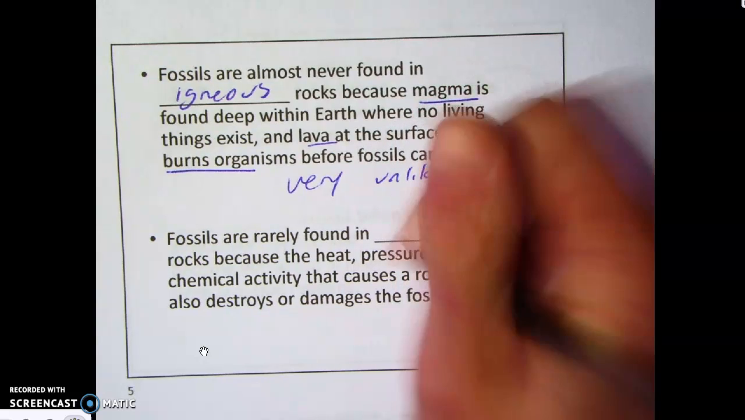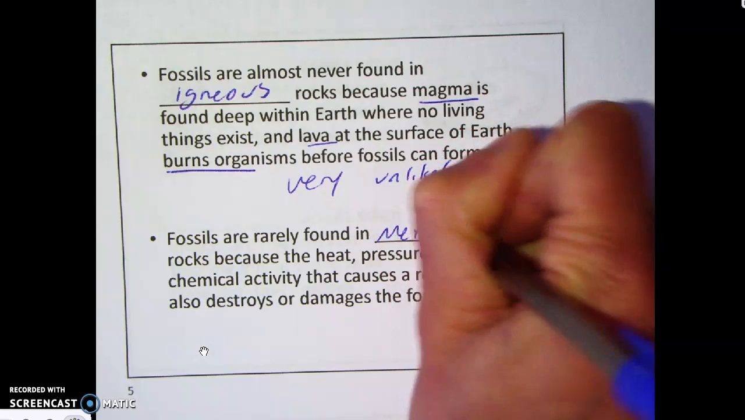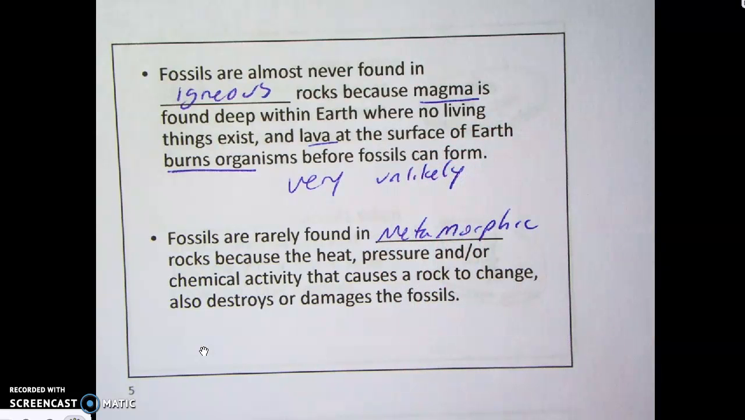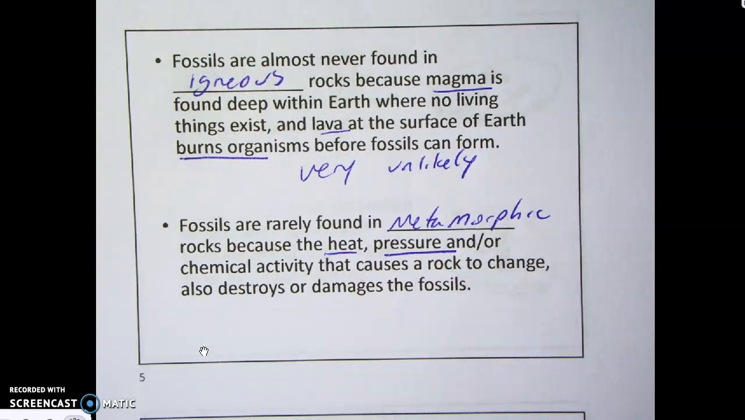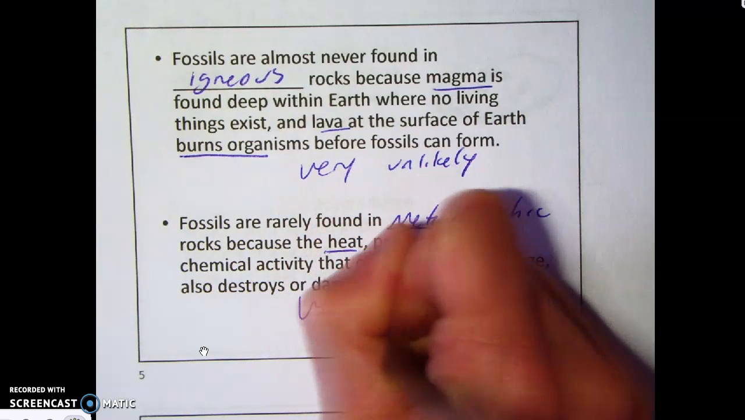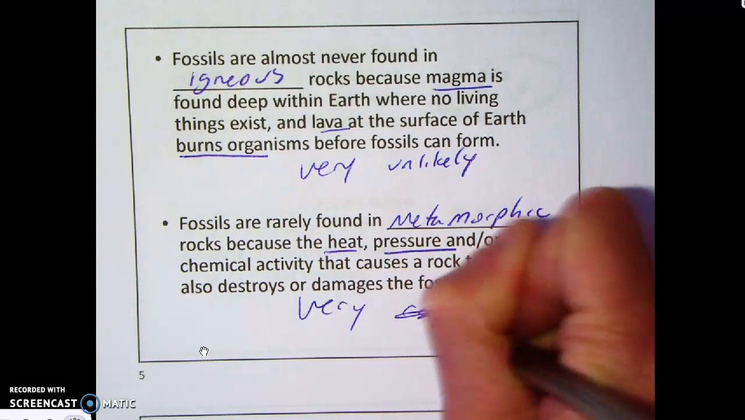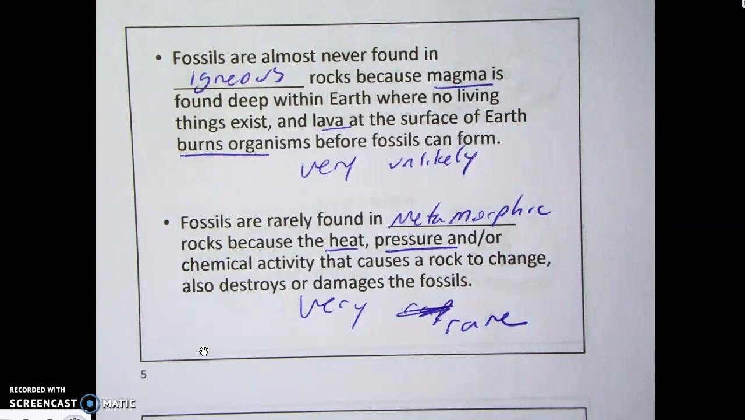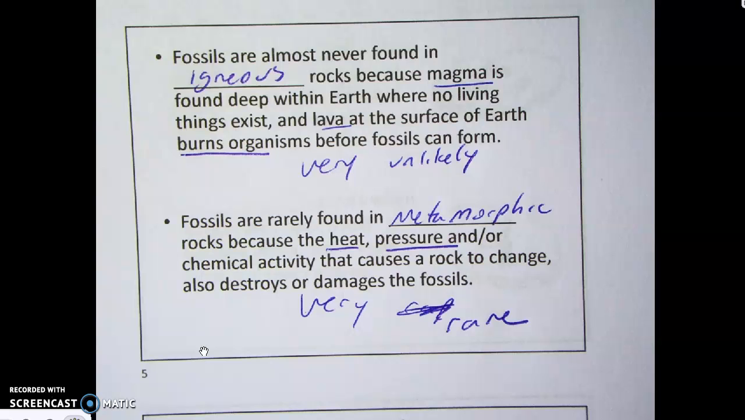And it's also unlikely to find a fossil in a metamorphic rock. It can happen, but again, it's very rare because of the heat and the pressure. The heat and the pressure destroy the fossil. So, if we had a fossil in a sedimentary rock, like a shale or a limestone, and then it undergoes metamorphic processes, the heat and the pressure have a tendency of destroying, crushing, breaking that fossil. It can happen, though, on rare situations. So again, very rare, but can happen.